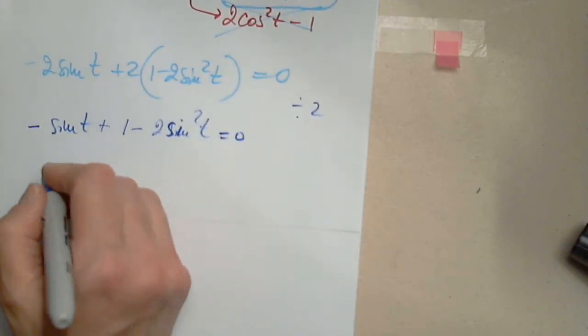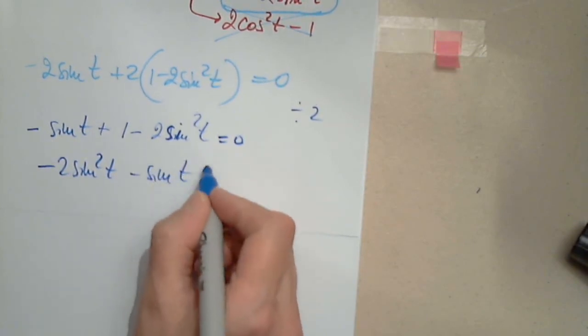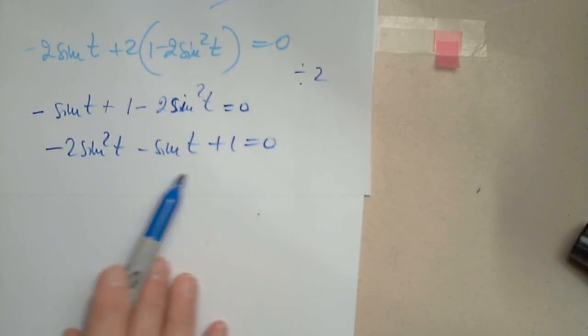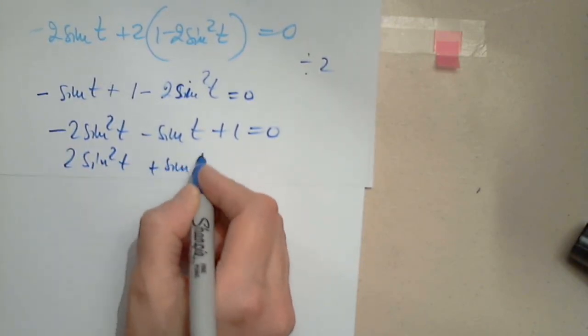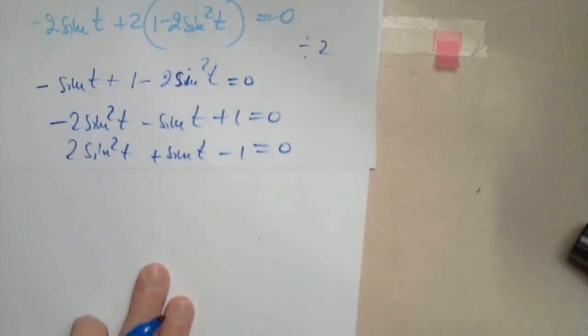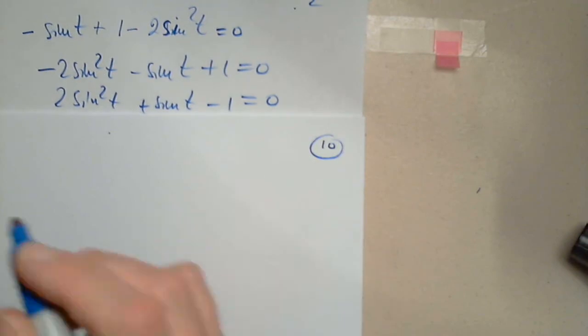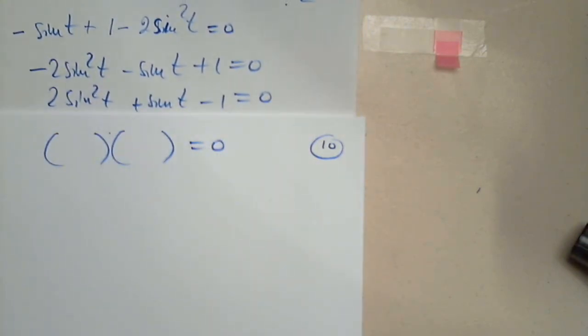Again, I have to arrange it in descending order. Minus sine t plus 1. Of course, I have a negative leading coefficient. I don't like that. And now I have to factor or use the quadratic formula. If you give me the factor form, if you say, no, I don't remember how to factor this, then we can use the quadratic formula.